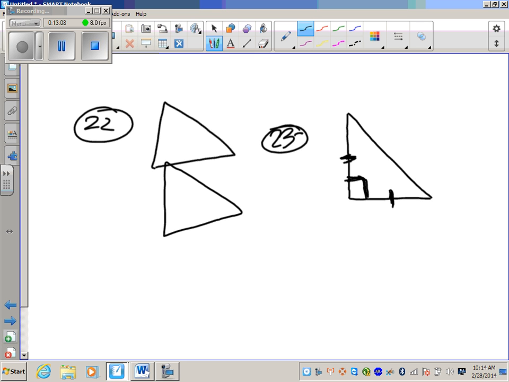An obtuse scalene. So here's what could have had something like that, because in here would be your obtuse angle. Definitely this side isn't the same as this one or that one.